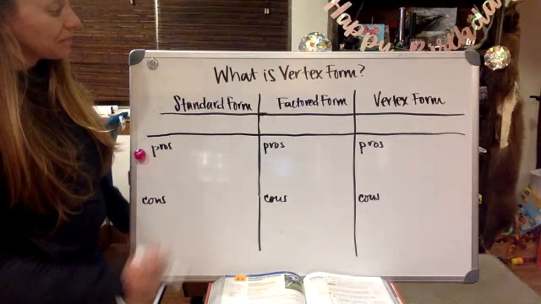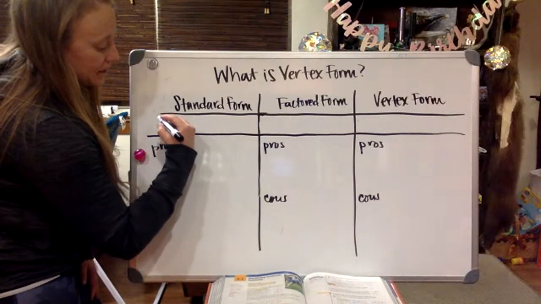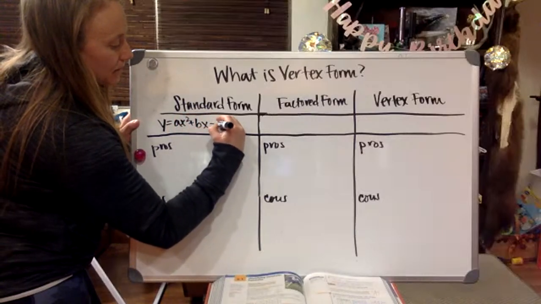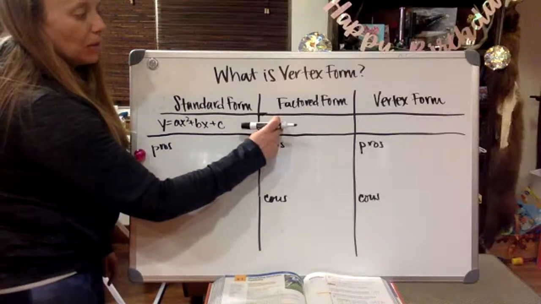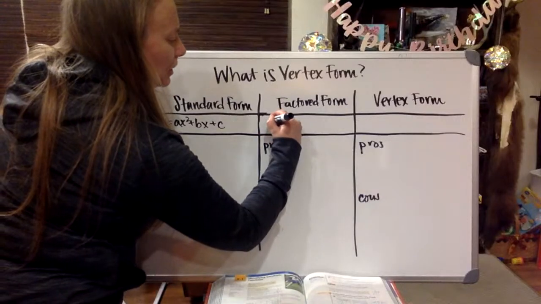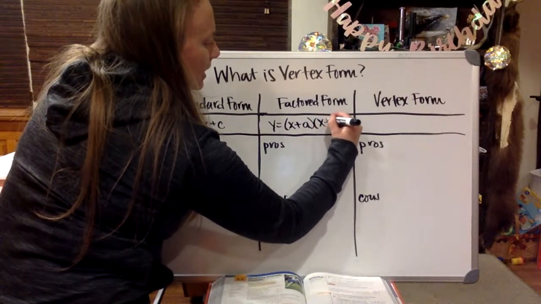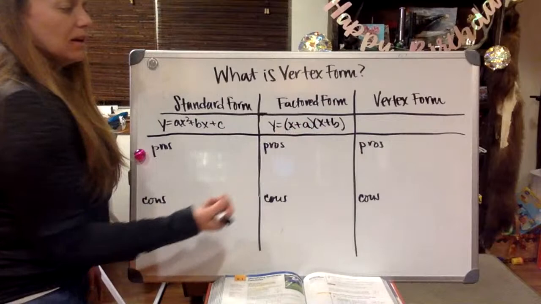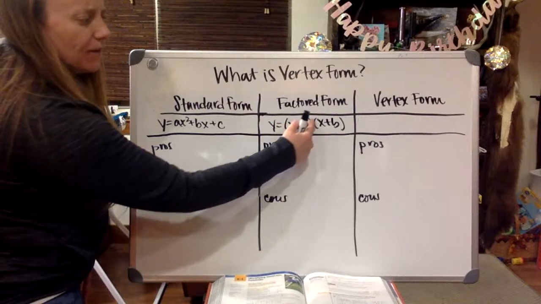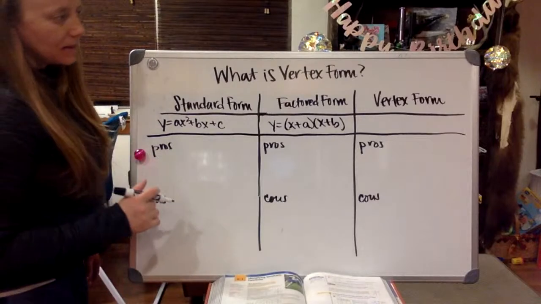So vertex form. Let's first look at the two forms that we're very familiar with already. We're already familiar with standard form, y equals ax squared plus bx plus c. And we're also used to factored form, which if I were to put symbols to it, might look like this: y equals x plus a times x plus b, where x, a, and b are different values, and we could have values in front of the x's and stuff like that. So factored form is in that general capacity.